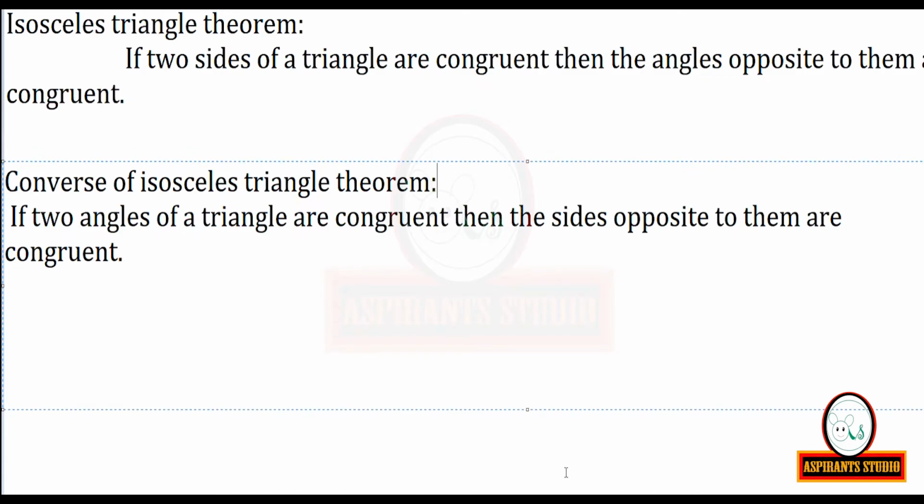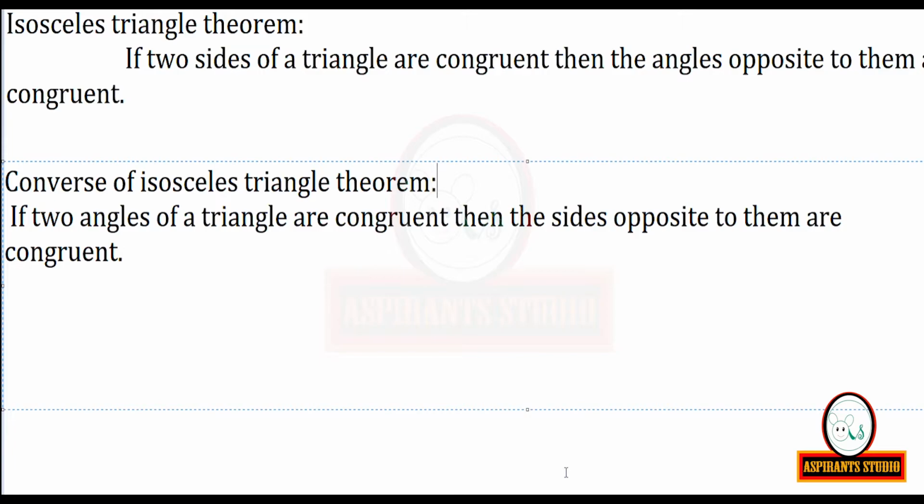Now, let us learn only the statements of these two theorems, isosceles triangle theorem and the converse of isosceles triangle theorem. First, let us see the statement of isosceles triangle theorem. If two sides of a triangle are congruent, then the angles opposite to them are congruent.